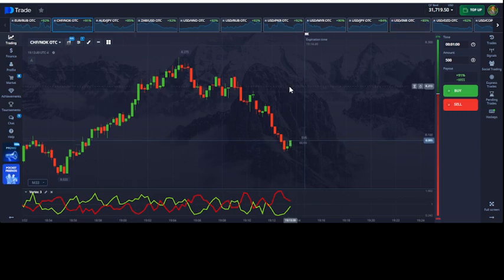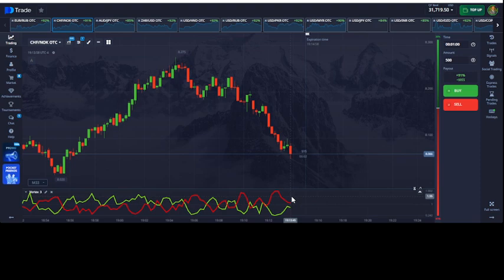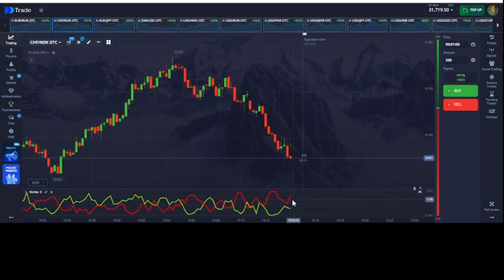Okay, so now I'm going to look for a trade setup here. I'm waiting for a cross of the vortex lines, the green vortex line and the red vortex line. The green vortex line is the plus VI line. The red vortex line is the minus VI line. So I'm going to wait for the cross.